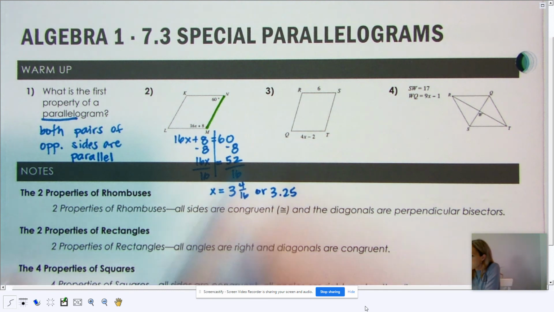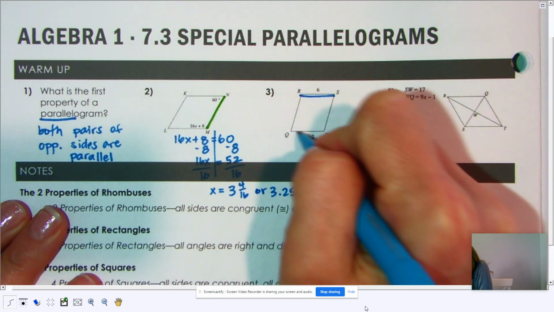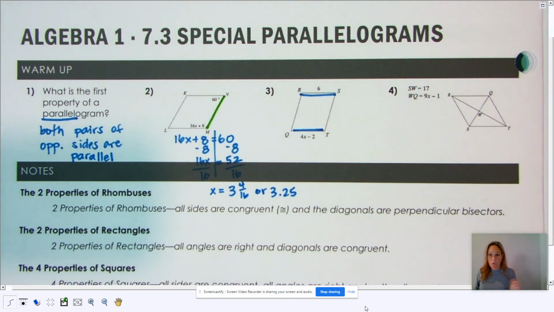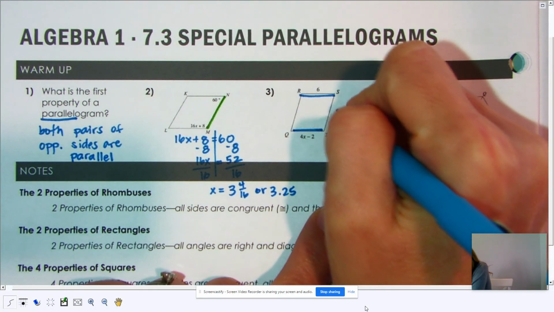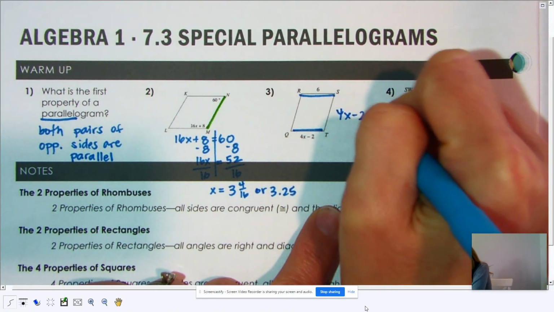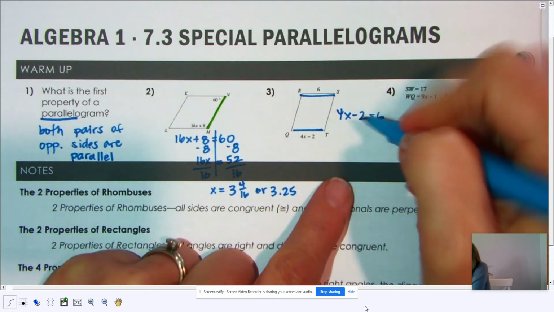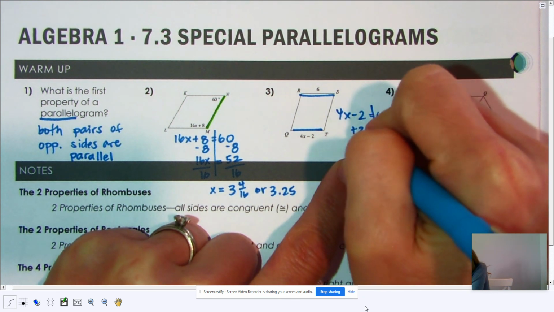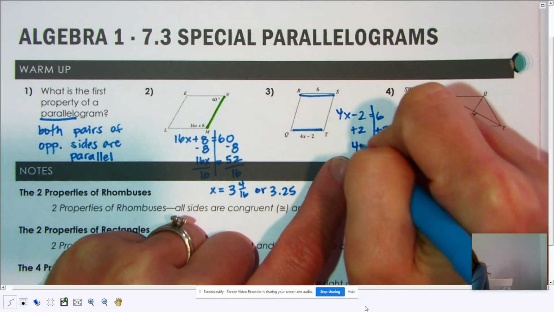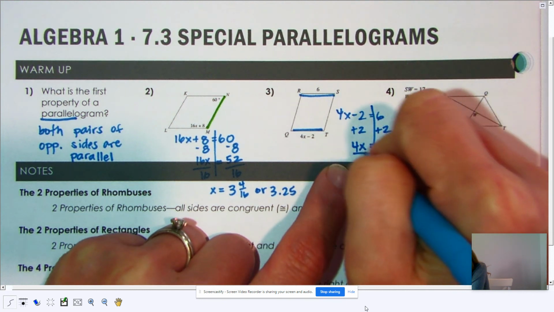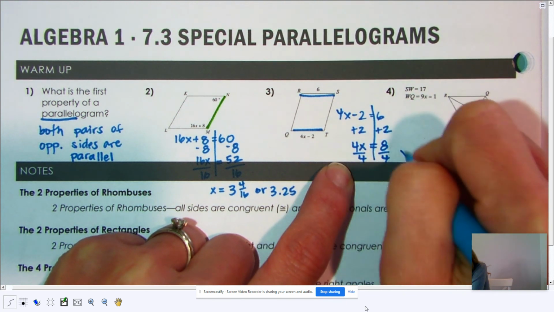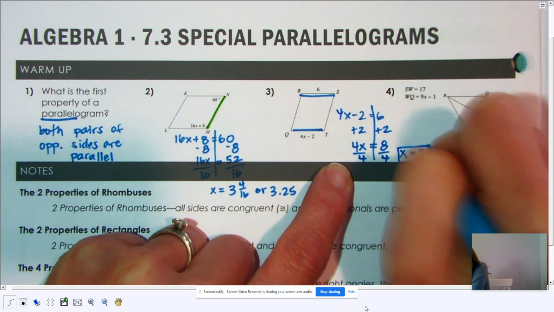Question number 3. We have opposite sides, and we know that opposite sides are both parallel and congruent to each other. When we're dealing with the measures, we want to use the property about them being congruent. So we would write 4x minus 2 is equal to 6. Then we would add 2 on both sides. So 4x is equal to 8. Divide by the 4. So x equals 2.